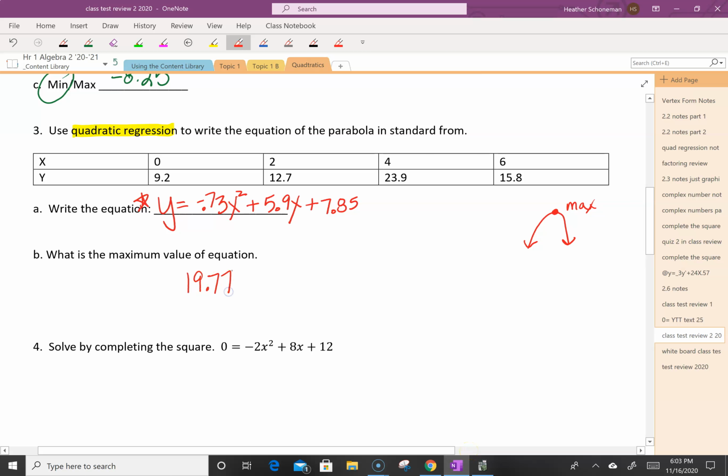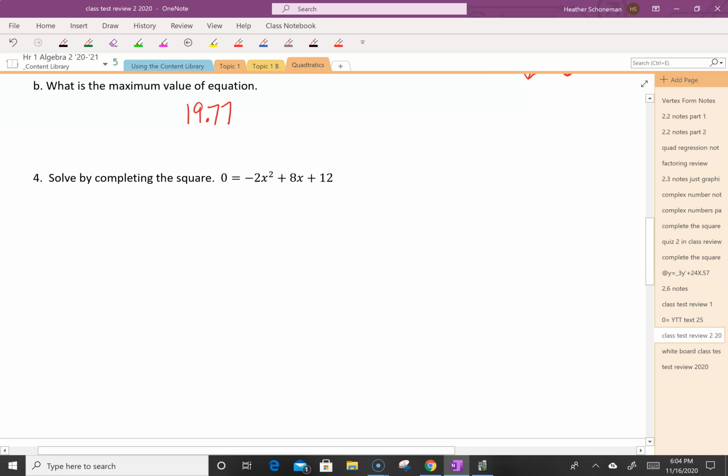Okay, number 4, solve by completing the square. So to do that, the first step is to move the negative 12 over. So I have negative 12 plus blank equals. I cannot complete the square when this leading coefficient is anything other than an invisible positive 1. So I'm going to take out the negative 2, leaving me with x squared minus 4x, because 8 divided by negative 2 is negative 4, plus blank.